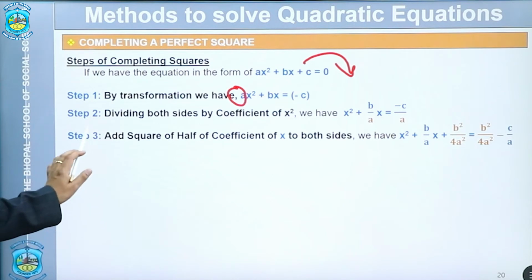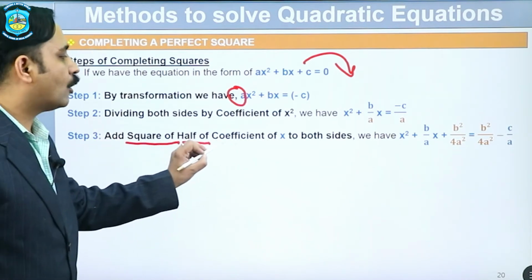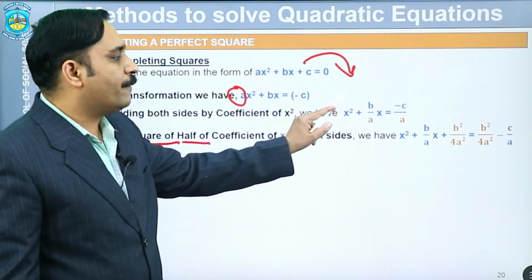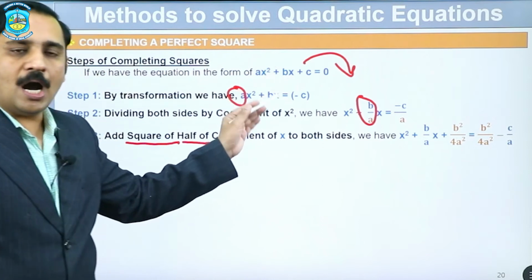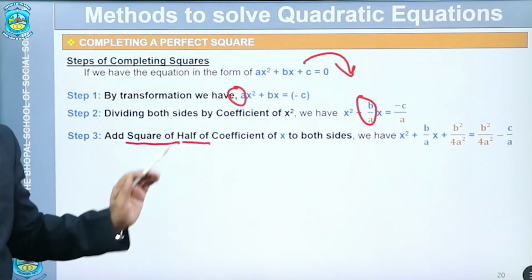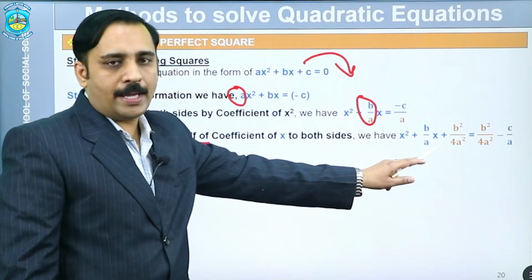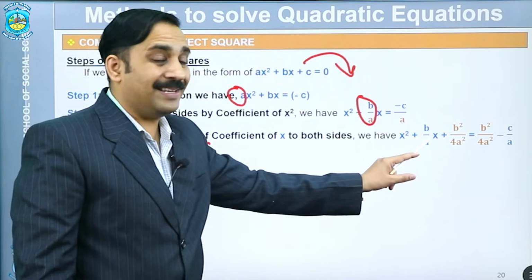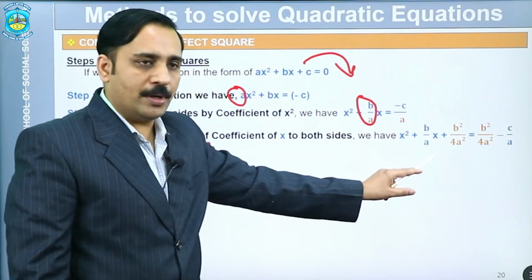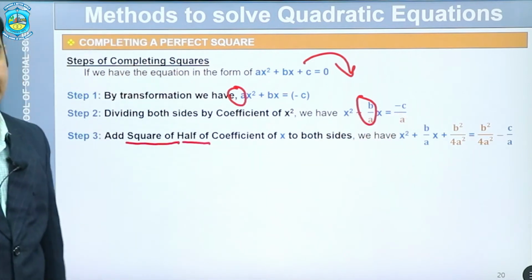Next what we do, we will add the square of half of the coefficient of x. Here our coefficient of x is b upon a. This is the coefficient of x. The half of b upon a is b upon 2a. Square of it is b square upon 4a square. We have to add it to both the sides. So it becomes x square plus b upon a x plus b square upon 4a square is equal to b square upon 4a square minus of c upon a.